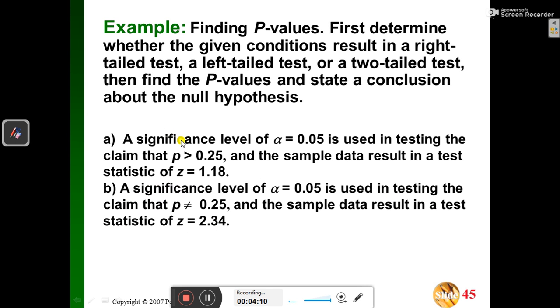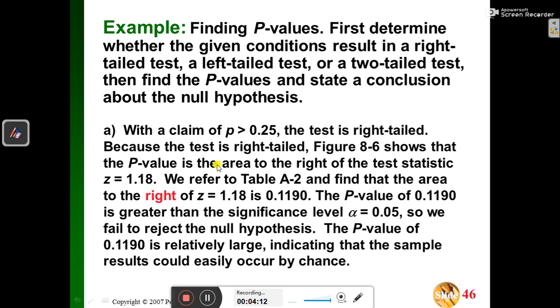In case of question 1, with a claim of p greater than 0.25, the test is right tail because we are going in the right side, that is why greater than 0.25. The test is right tail. Because the test is right tail, Figure 8-6 shows that the p-value is the area to the right of the test statistic, that is, z is 1.18.